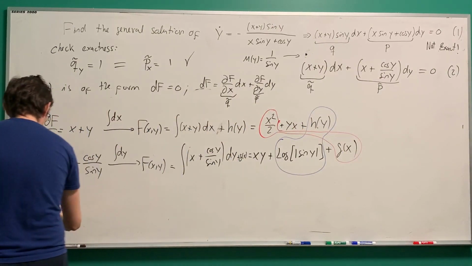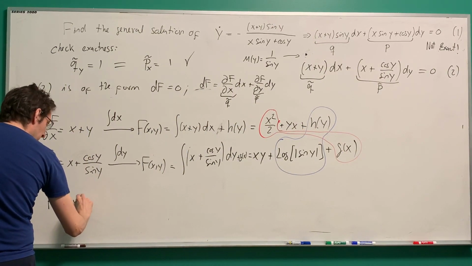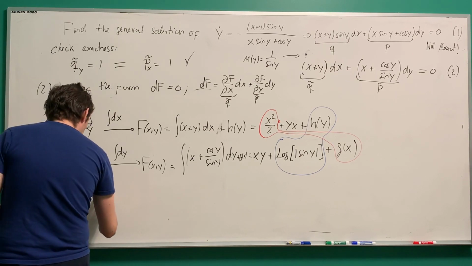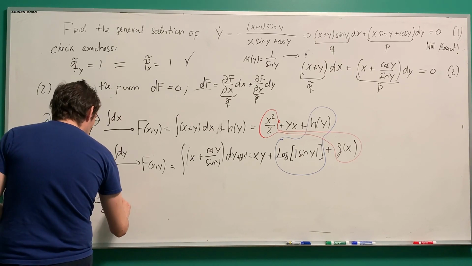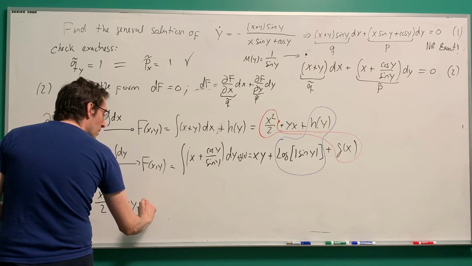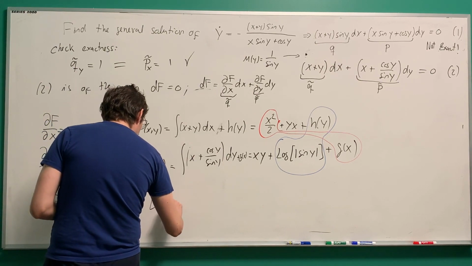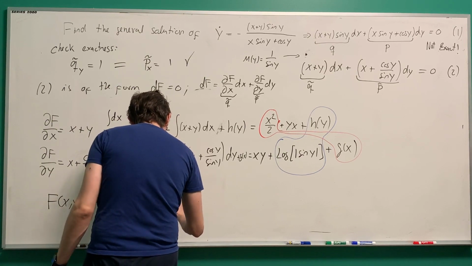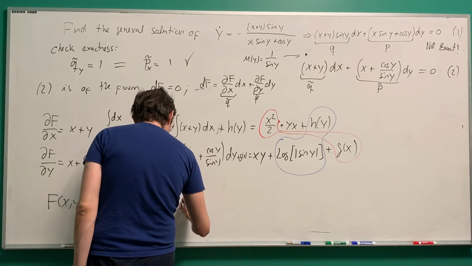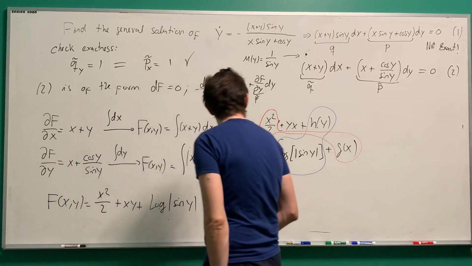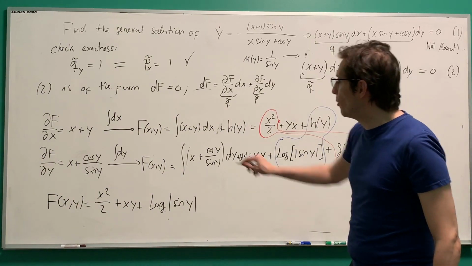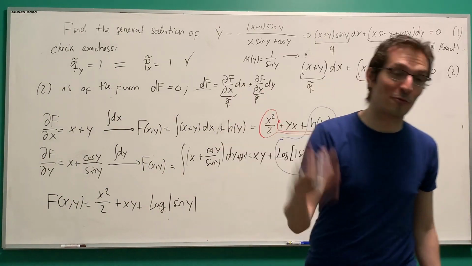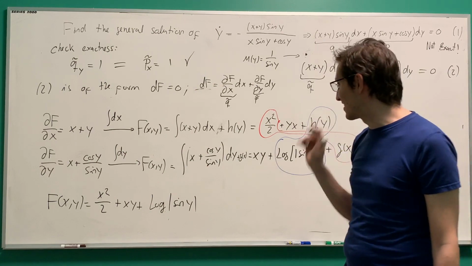We found that f of x y is x squared divided by 2 plus x y plus the log of the absolute value of sine y. I'm going to need to write the brackets. All right. Many people would box that as the solution. That would be wrong. Marks would be lost if you do that.